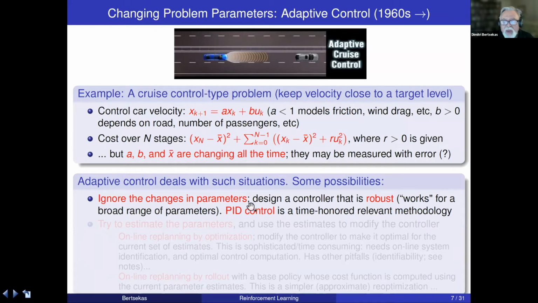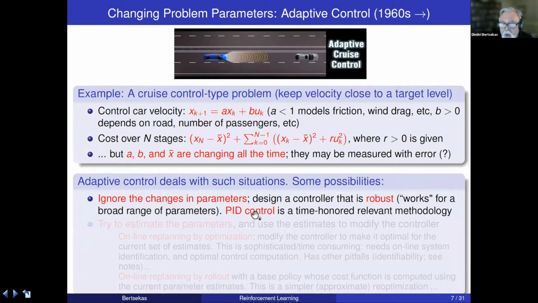Ignore the changes in the parameters. That's one possibility. Let a and b vary, but have a controller that's robust. Works reasonably well, not optimally, of course, works reasonably well for a broad range of parameters. If the parameters change a lot, then this may not work very well. However, it's still, this type of control is used quite widely in control system design.